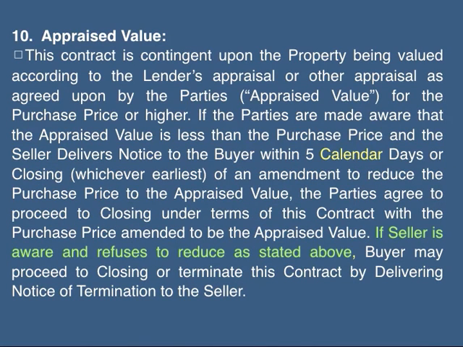Now let's move into the appraised value. Number 10, either it's contingent on the appraisal or not contingent. First of all, we're going to look at the contingent on appraised value. So hopefully it will be contingent on the appraised value. If it is, you check the box. This contract is contingent upon the property being valued according to the lender's appraisal or other appraisal as agreed upon by the parties for the purchase price or higher.